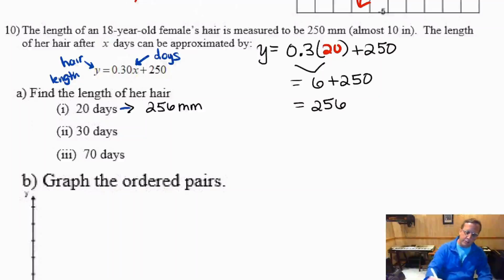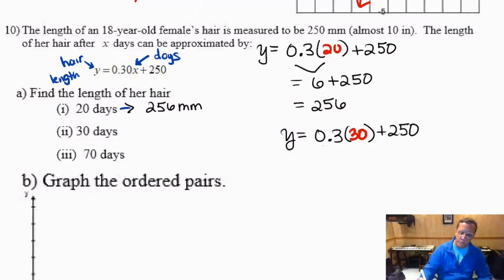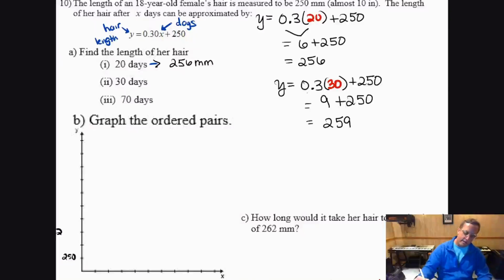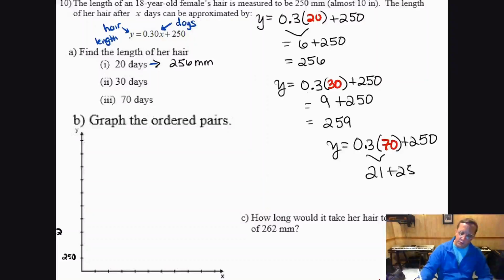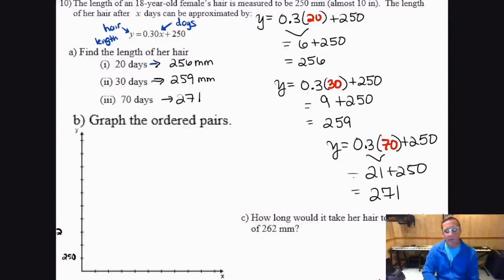And then for 30 days, we'll do the same thing. Put 30 in for x. We're still going to use that same equation. 0.3 times 30 is 9, so you get 9 plus 250 equals 259. Then let's do 70 days. So we've got y equals 0.3 times 70 plus 250, and 0.3 times 70 is 21, plus 250 is 271. And now it's up to us to graph the ordered pairs.